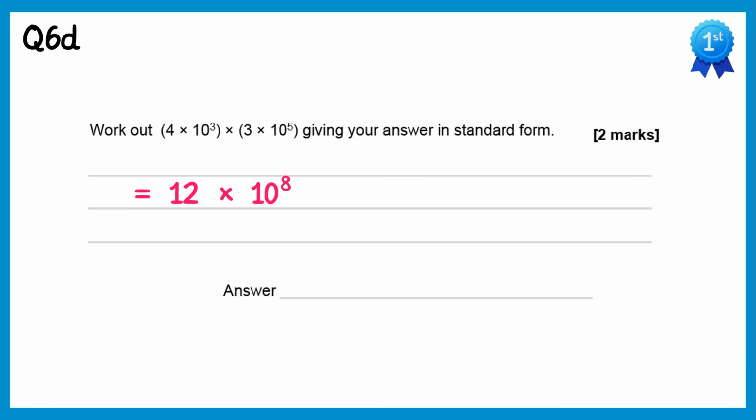Now this number isn't in standard form, but the question said give your answer in standard form. The reason it isn't is because the 12 at the front is greater than 10. Remember, the first part needs to be between 1 and 10. So if we change the 12 to a 1.2 by dividing it by 10, we'll need to also multiply the 10 to the 8 by 10 to keep things balanced. 10 to the 8 times 10 is 10 to the 9. And that's the answer to the question.